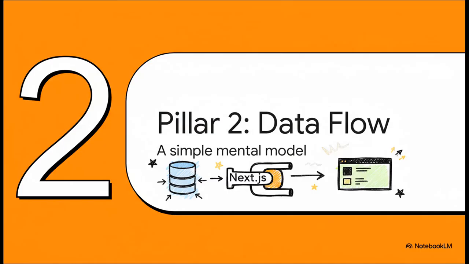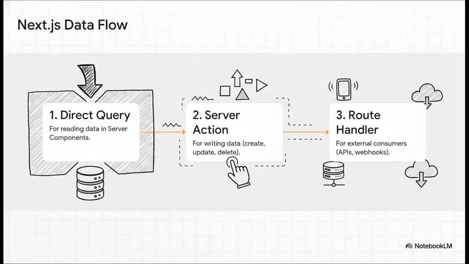Okay, let's shift gears to pillar number 2. Once your data is all nicely structured, how do you actually get it from the database onto the user's screen? The great news is that with modern frameworks like Next.js, the mental model for this is actually beautifully simple. It breaks down into 3 very distinct paths. Number 1, for just reading data in your app, you talk straight to the database from your server components. No API needed. Number 2, for writing data, creating, updating, deleting things, you use server actions.